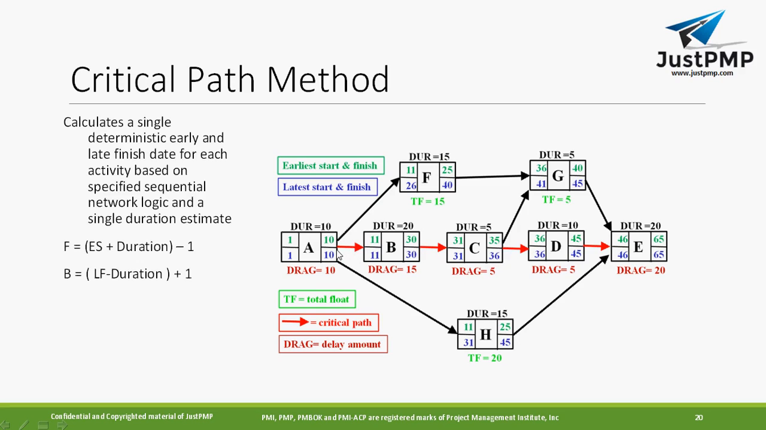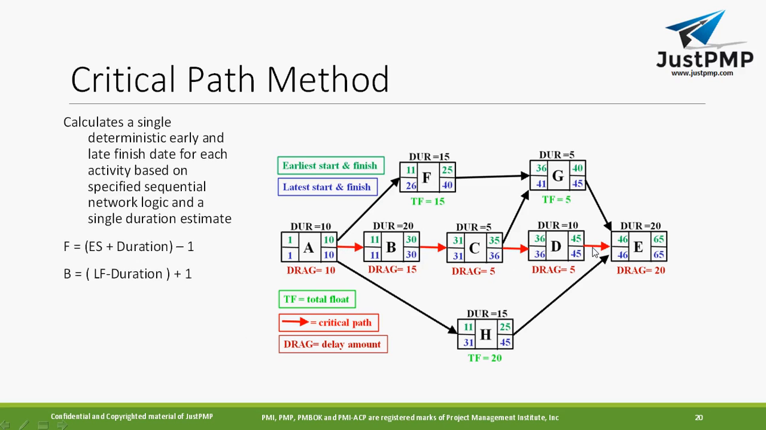So on this path, the difference between the earliest start date and the latest start date is 0. It means it is a very critical path, there is no deviation, no float available. Earliest you can start, latest you can start, so there is no float, the difference is 0. Latest finish and earliest finish difference is 0, so there is no float or buffer available. So this path is called the critical path method.